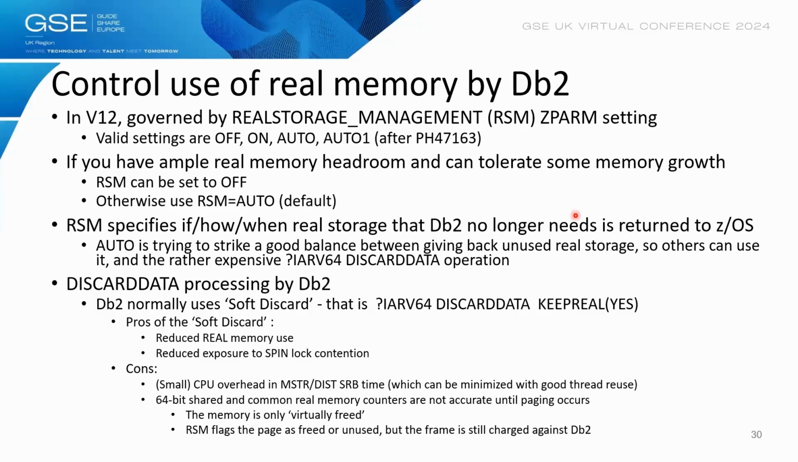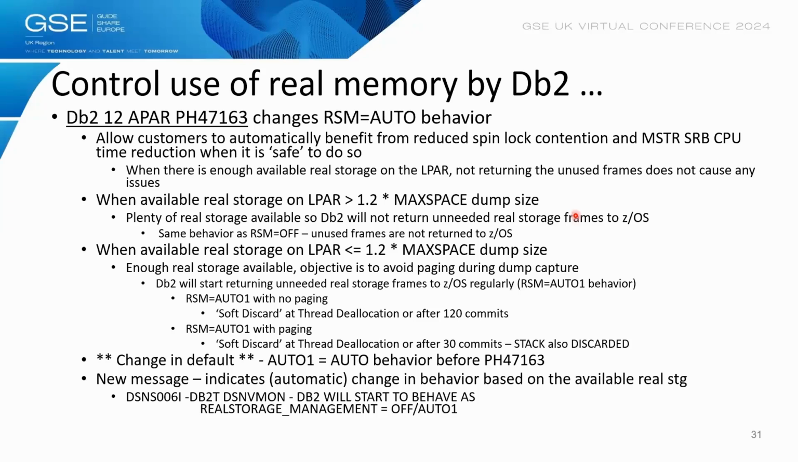What auto is trying to do is to balance between how much can be used and what can be discarded, right? So this is a short explanation of what auto is doing. There are some more details here, which I will not talk about. In version 12, we have changed the auto behavior. And now it actually works even smarter.